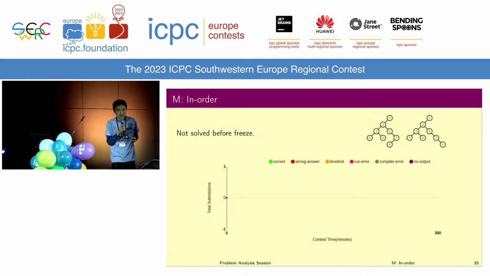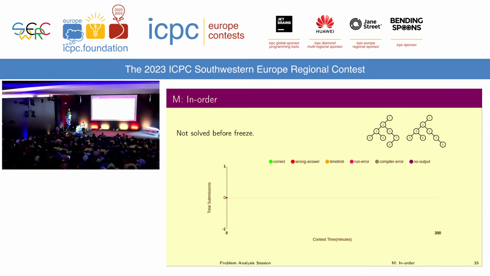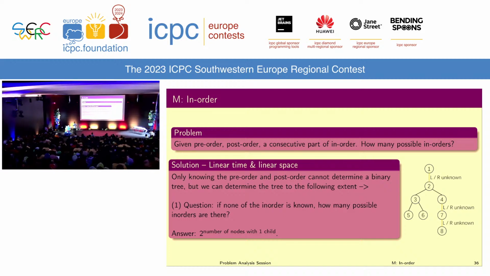Last problem in order. So before the freeze, no one solved. Actually, no one submitted before the freeze. But I'm curious, are there any teams that really spent at least half an hour thinking about this problem? Can you raise your hand? Okay, there are some teams. Good. So actually this problem, I would say it consists of 6 or 7 small questions.